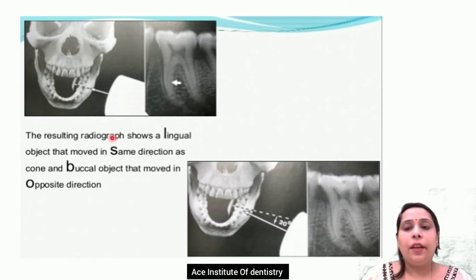The resulting radiograph shows lingual objects that moved in the same direction as the cone, and the buccal objects moved in the opposite direction. So lingual canals are moved in the same direction.